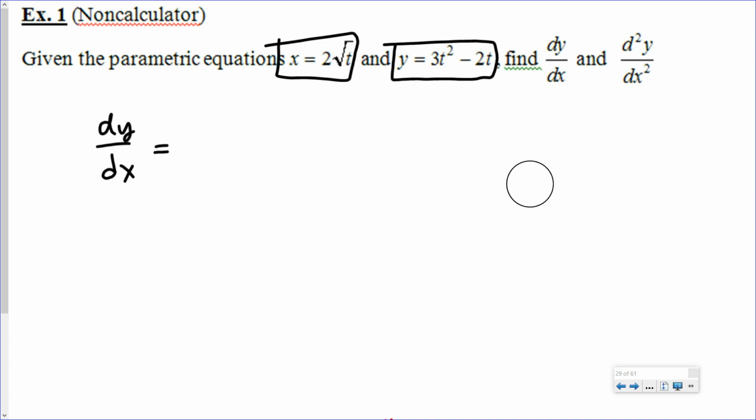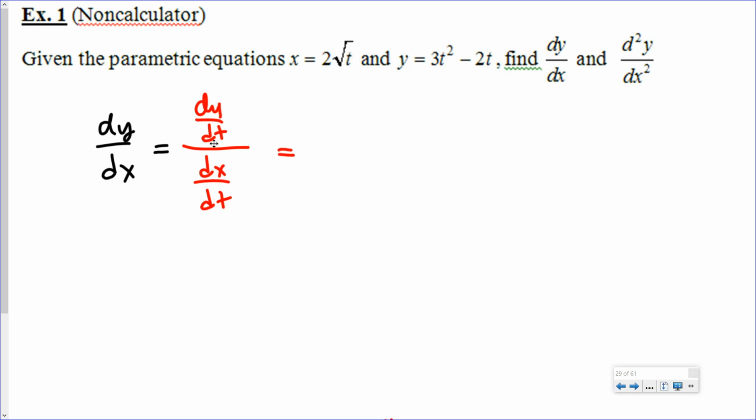Okay, so let's find dy/dx. Now I have t's to deal with, so this is the equation you're going to memorize. dy/dt over dx/dt is actually equal to dy/dx. Do you agree with that? Well, what is dy/dt? Isn't that just the derivative of y with respect to t? Well, isn't that 6t minus 2 then? And what is dx/dt? Well, isn't this really 2 times t to the 1/2? So dx/dt, is that t to the negative 1/2? Right? And this is a good answer.